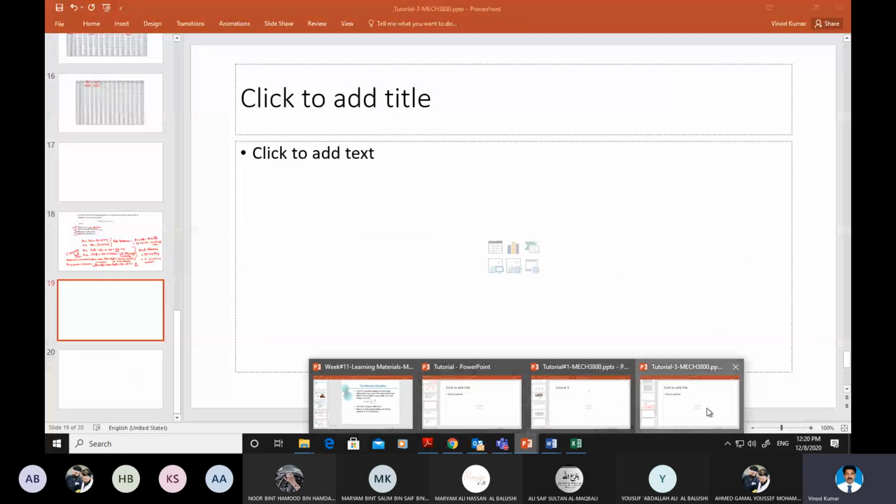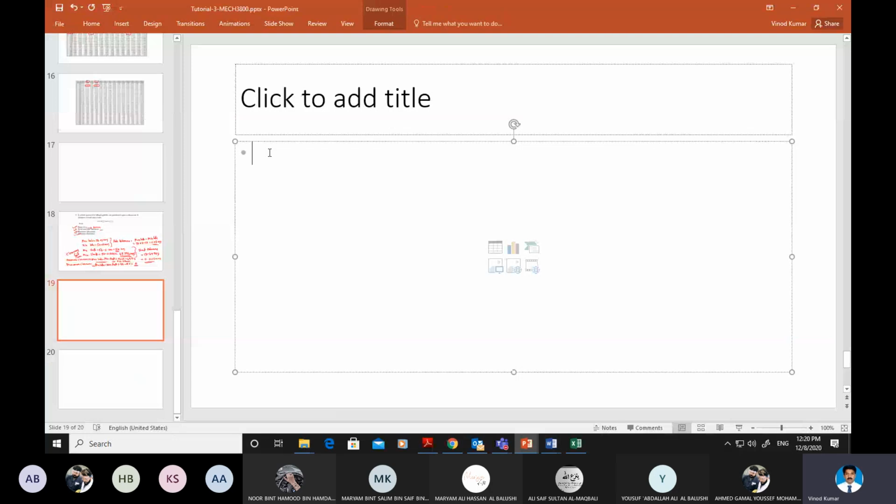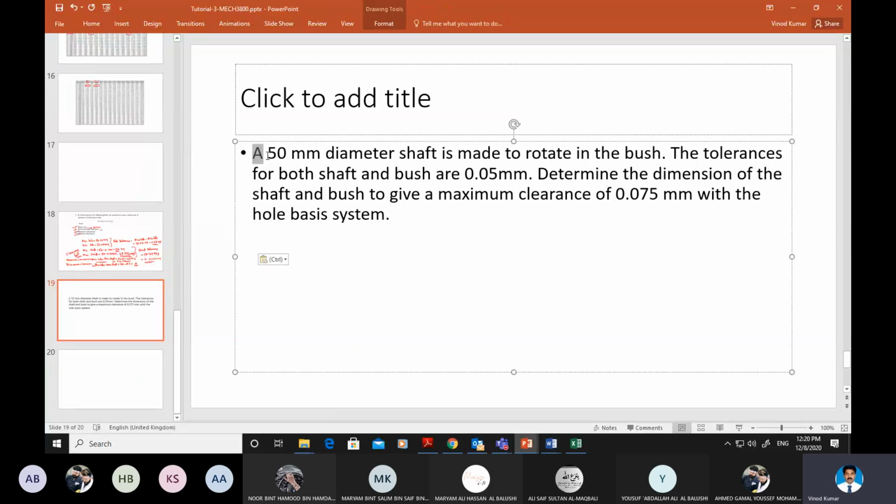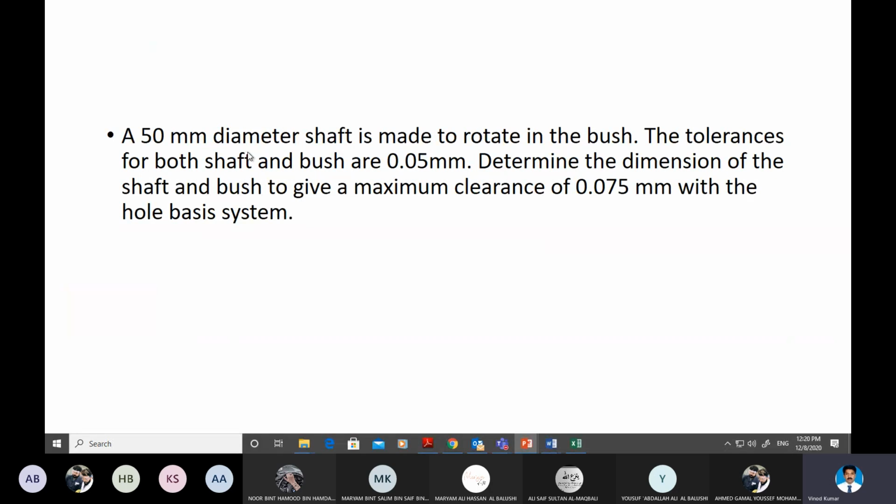This is our tutorial. The question is given here. Read it. A 50 millimeter shaft is made to rotate in a bush. Tolerances for shaft and bush are given. Determine the dimensions. The basic size is given as 50 millimeter. Tolerance for shaft and bush both are given as 0.05 millimeter.